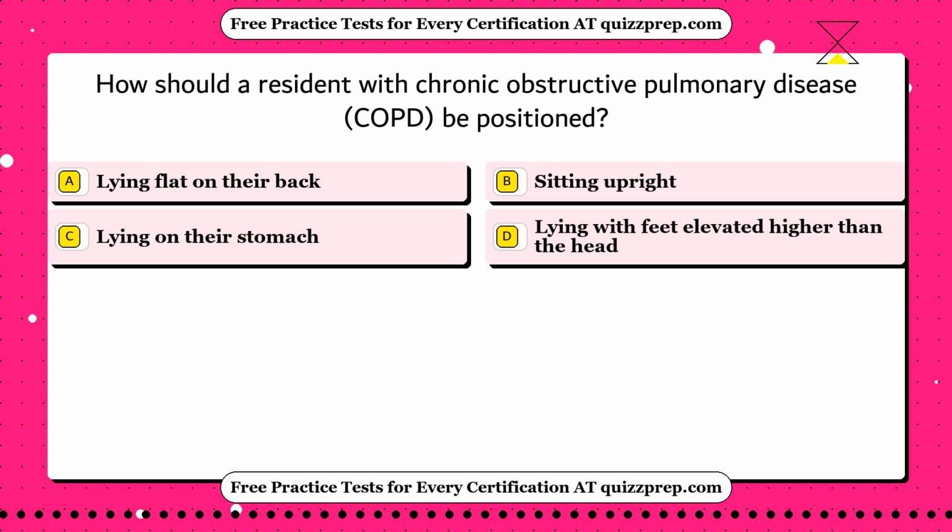Question 4. How should a resident with chronic obstructive pulmonary disease, COPD, be positioned? Option A. Lying flat on their back. Option B. Sitting upright. Option C. Lying on their stomach. Option D. Lying with feet elevated higher than the head.